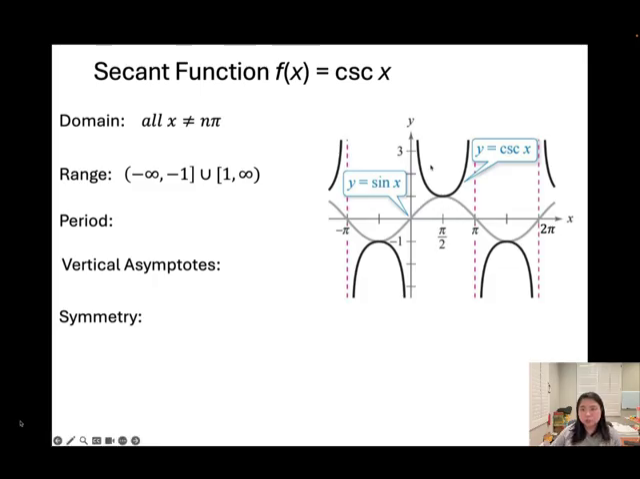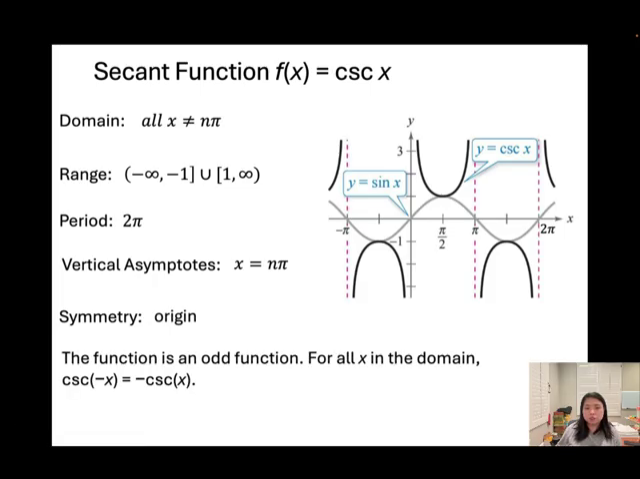Period. So this is called one period. Okay, going down, going up, and then that's another here. So that will be 2 pi. Vertical asymptote, that will be x equal to n pi. Symmetry, that will be the origin. Okay, so the function is an odd function. For all x in the domain, cosecant of negative x will be equal to negative cosecant x.